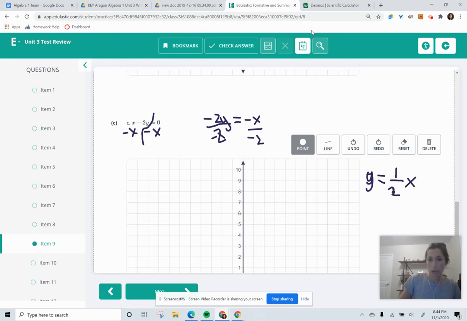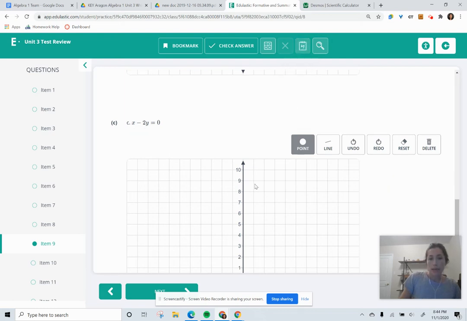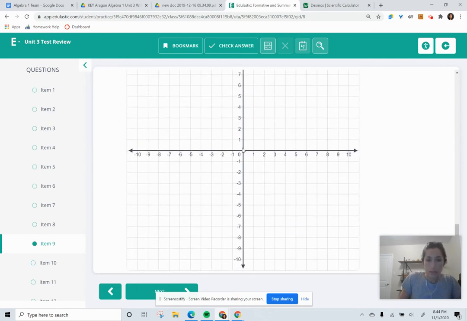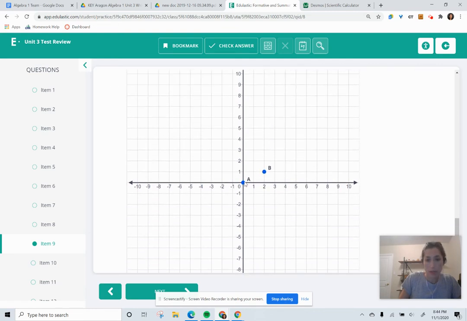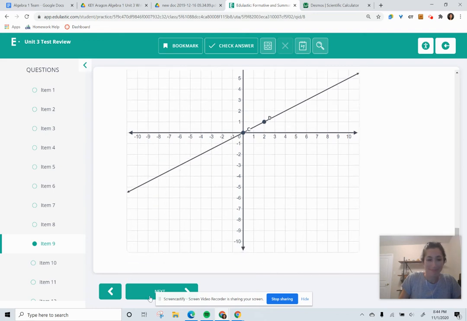I'm having lots of scratch pad issues here. So I'm going to undo the scratch pad. And let's go ahead and graph it. Y equals 1/2x. And it's going to start at 0, up 1 to the right 2. And I should pick the line tool if I want to do a line. So I'll pick those 2 points and make a line through them.